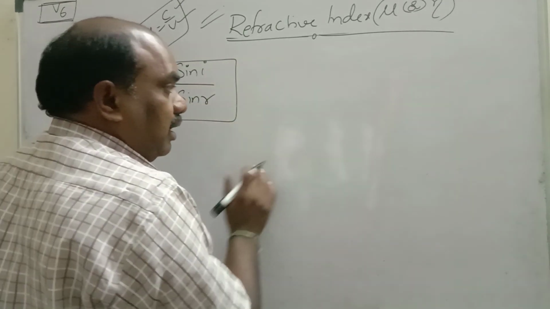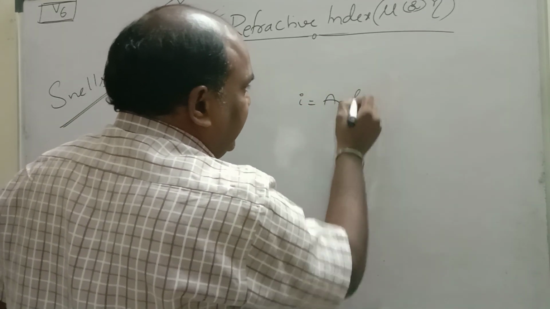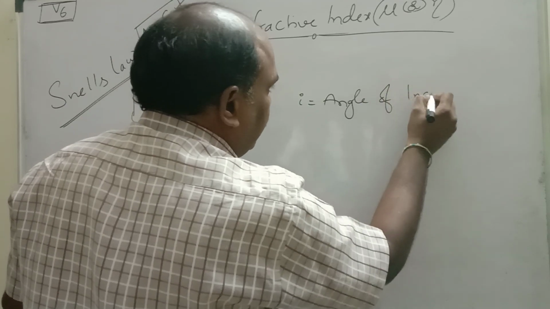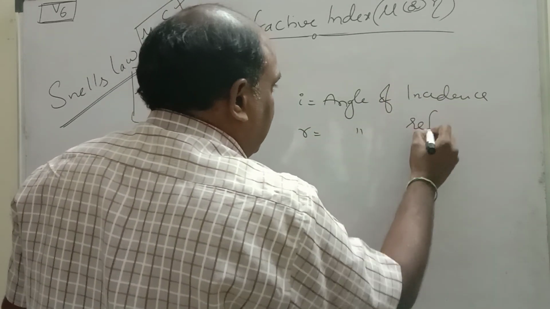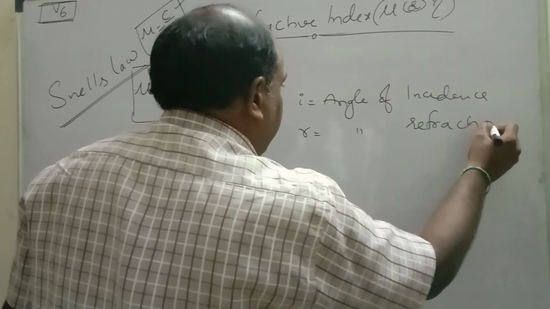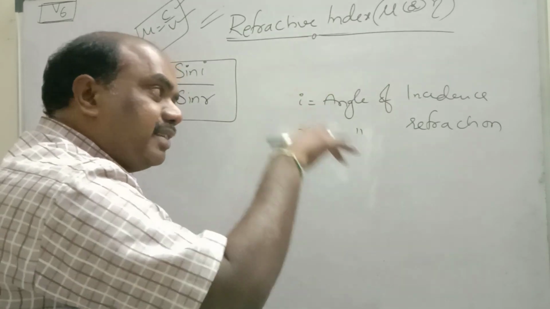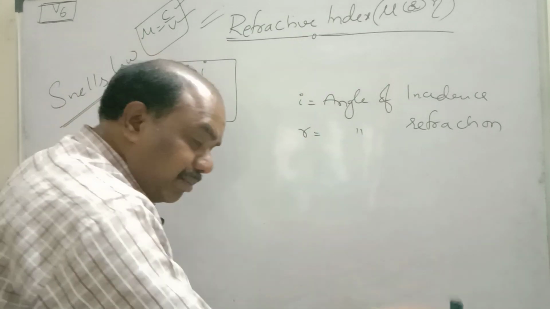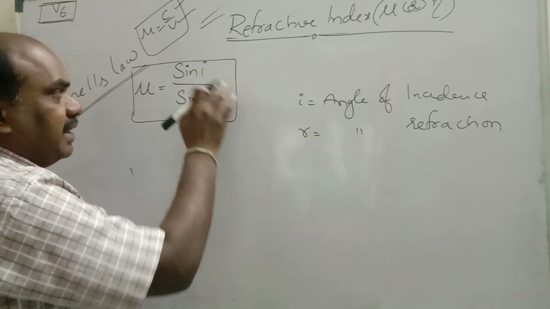What is I? What is R? I is nothing but the angle of incidence. R is nothing but the angle of refraction, not reflection. Why? Because it is a transparent medium. If the light ray bounces into the same medium, that is reflection. If the light ray goes into another medium, that is refraction. That means I is the angle of incidence, R is the angle of refraction.